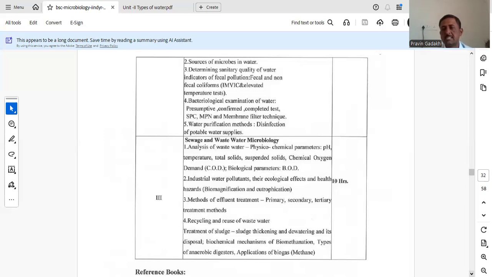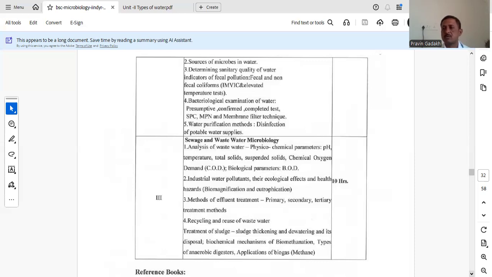So these are the syllabus of your paper, Environmental Microbiology. In that, we have to discuss these three major modules, in which we discuss what is meant by air, which surrounds everyone, with respect to the microbiological aspect.